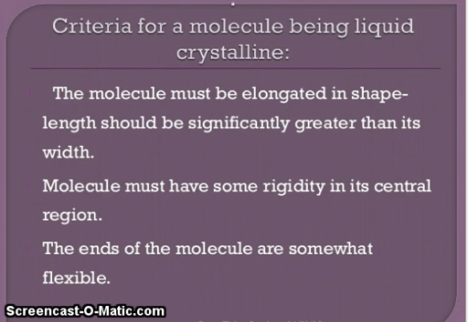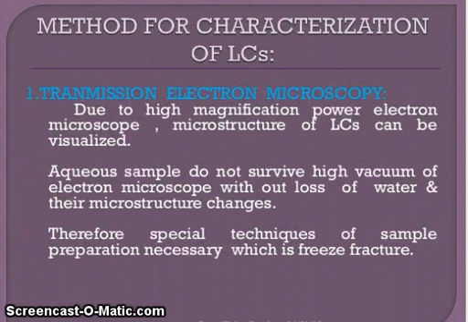Criteria for molecules being liquid crystal or crystalline: The molecules must be elongated in shape. Length should be significantly greater than width. The molecule must have some rigidity in its central region. The ends of the molecules are somewhat flexible.